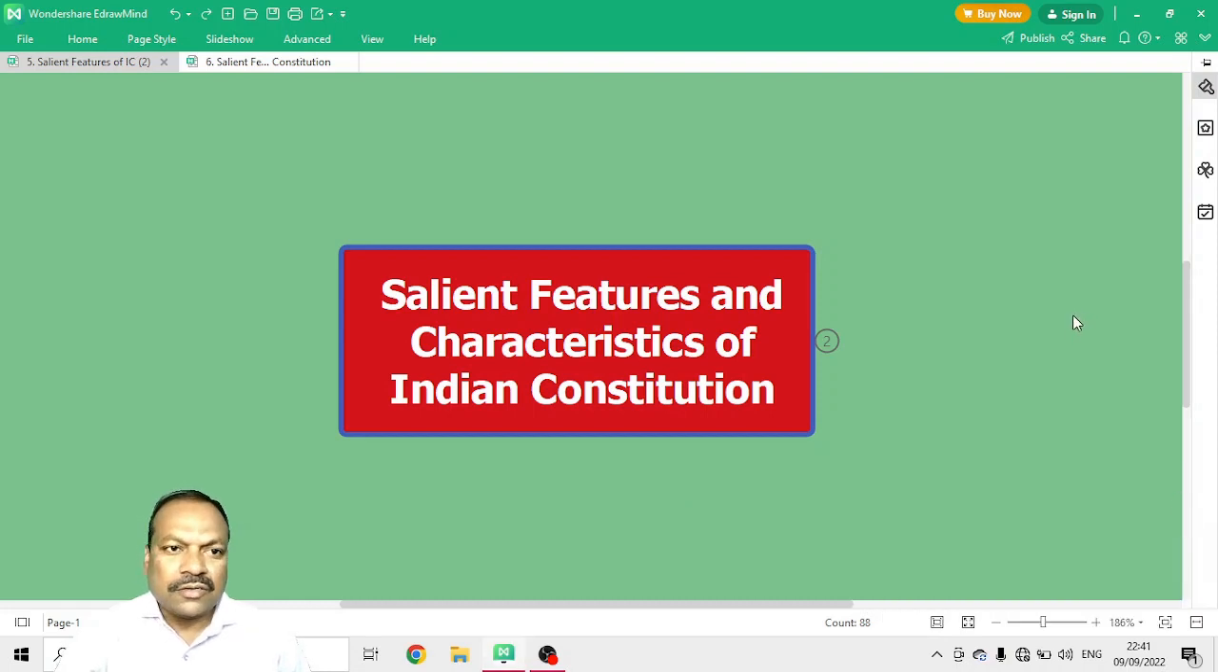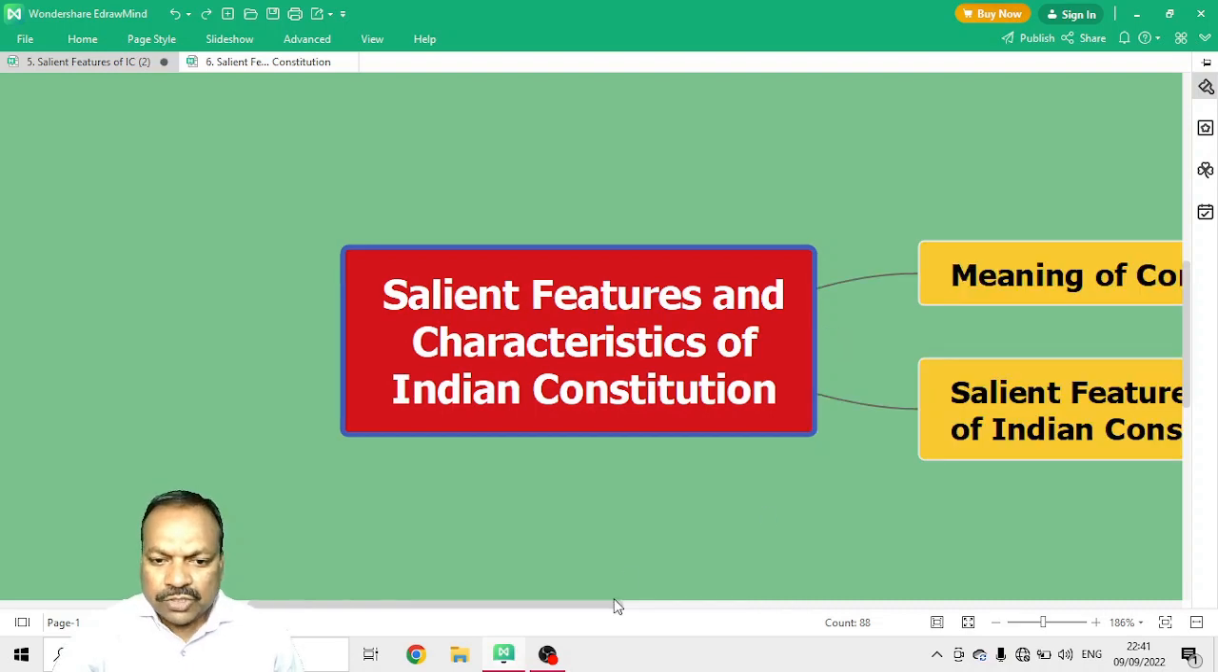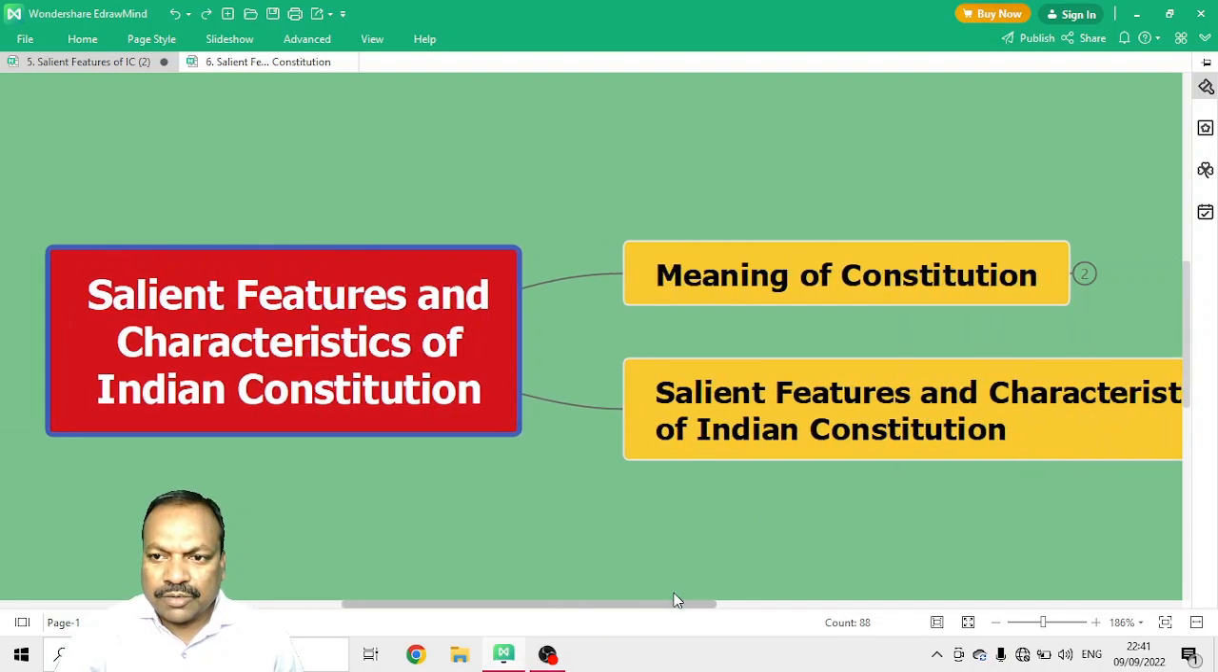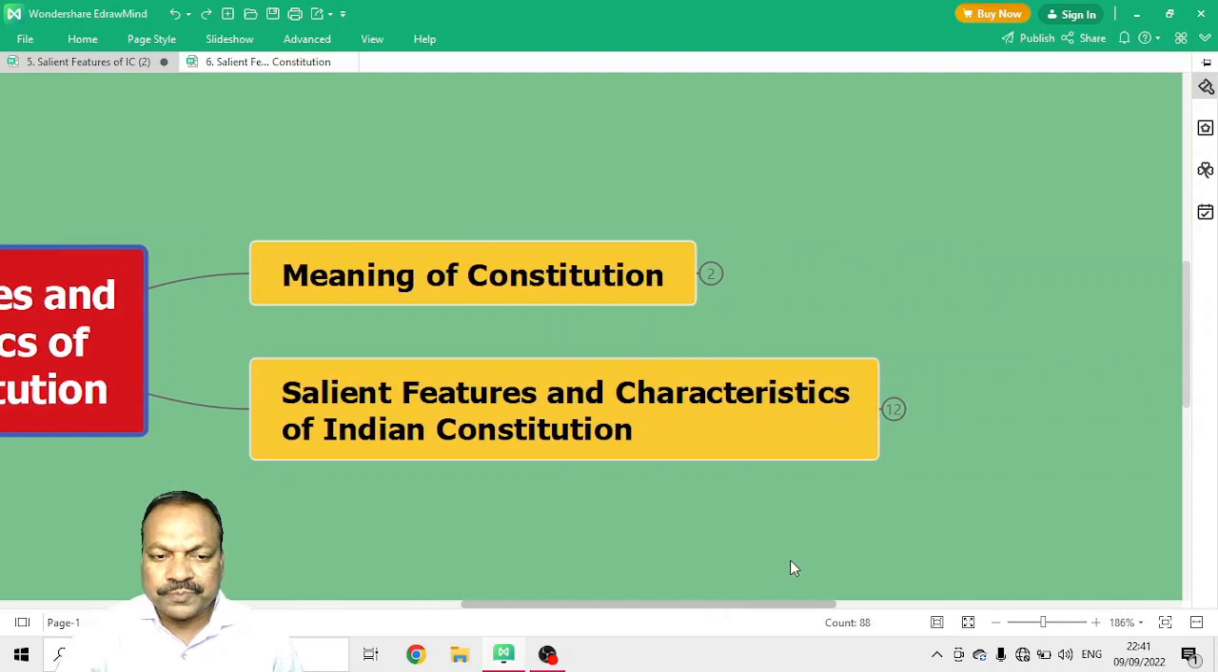And here, presently, we are in the series of lectures on the Indian Constitution. Today, we are going to see the topic of salient features and characteristics of the Indian Constitution. Now, we will describe these points one by one in a point-wise manner. So, first of all, we will look into the meaning of the Constitution.